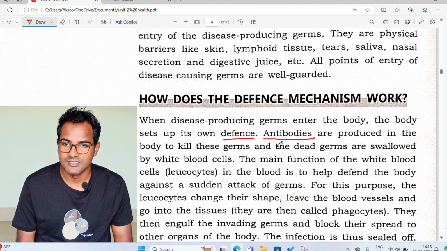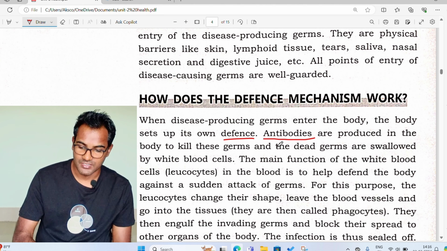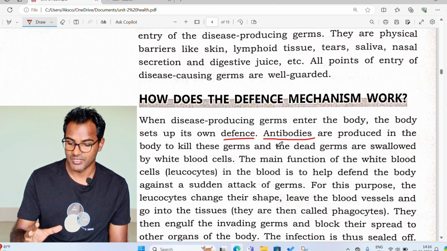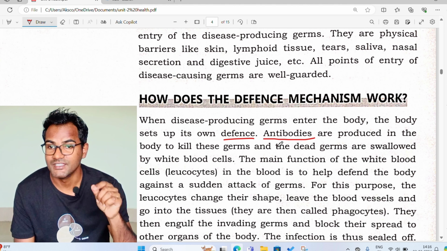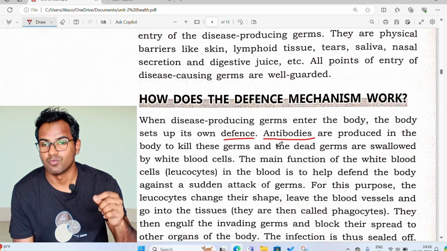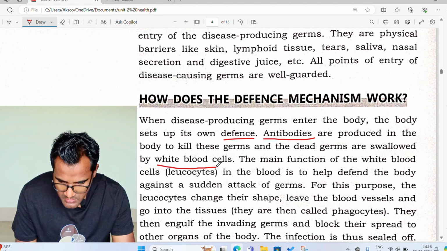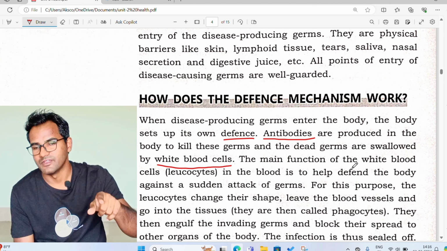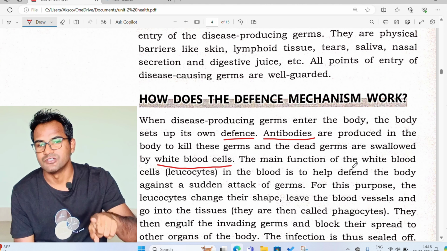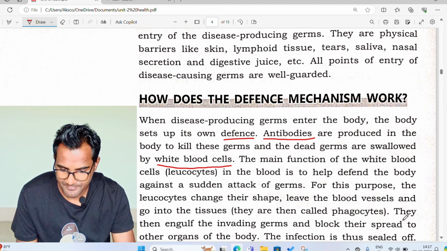And why are antibodies released? The antibodies are released in order to kill those microorganisms. And you know what happens? These antibodies kill the microorganisms, and the dead germs are swallowed by whom? They are swallowed by the WBC, that is white blood cells. Now you see here, this is your white blood corpuscles. Antibody will kill the germs and the WBC will eat up the dead bodies of those germs.